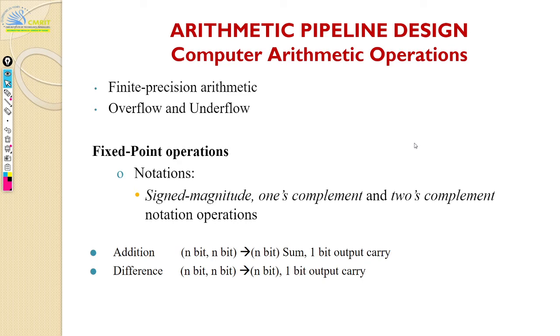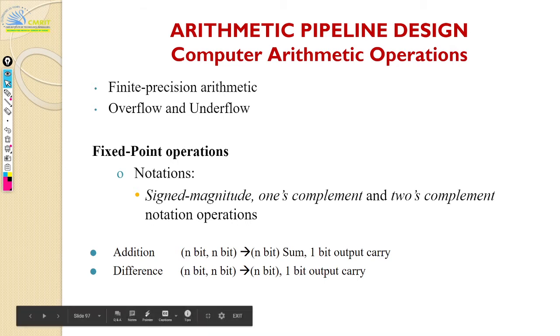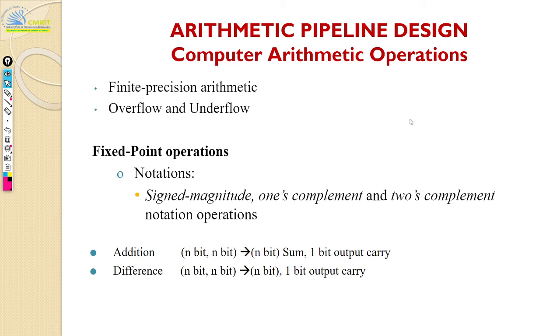Okay, what about product? What about multiplication? Can anyone say what happens during multiplication? Let's see. Surabhi? So what happens during a multiplication? When you multiply two n bit numbers, what's the output?